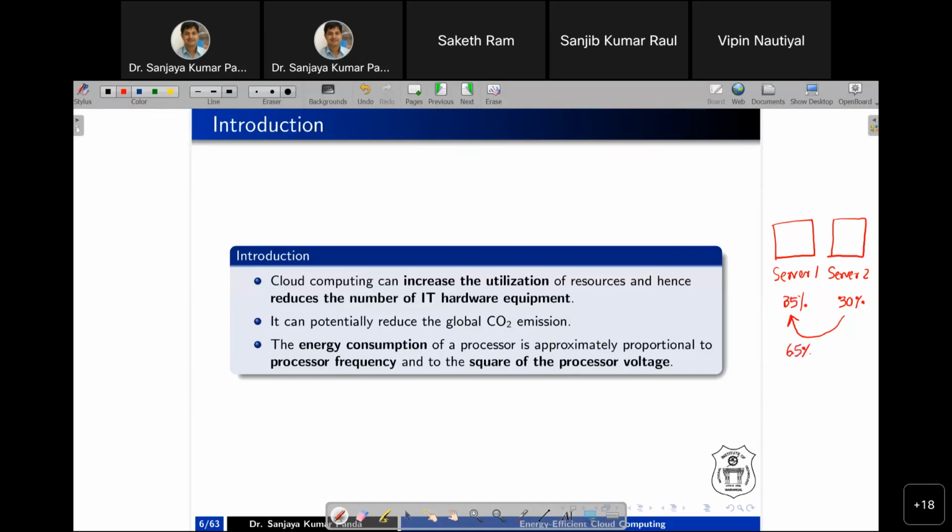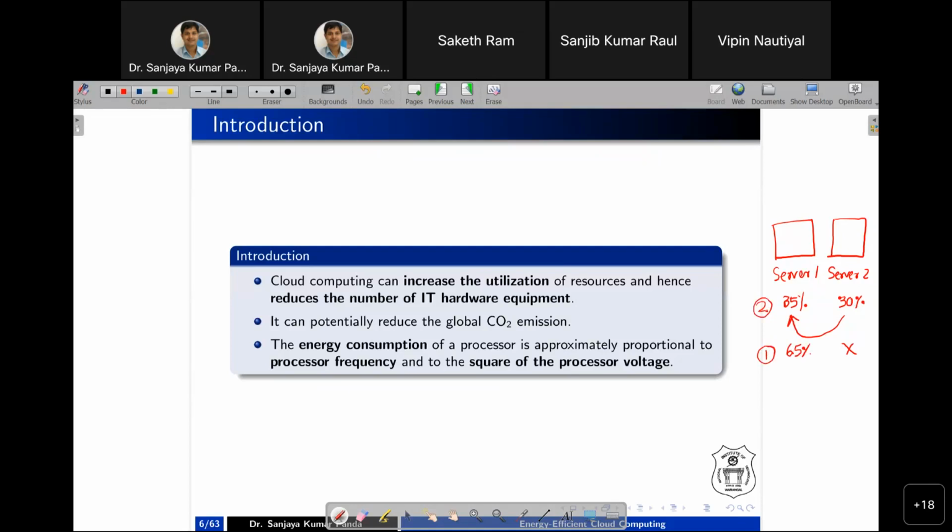And I'll put server two in switch-off mode if I want to run only one server. On the other hand, you can see I'll run two servers. One server is busy for 35% of the time, and the other is handling 30% of the load.